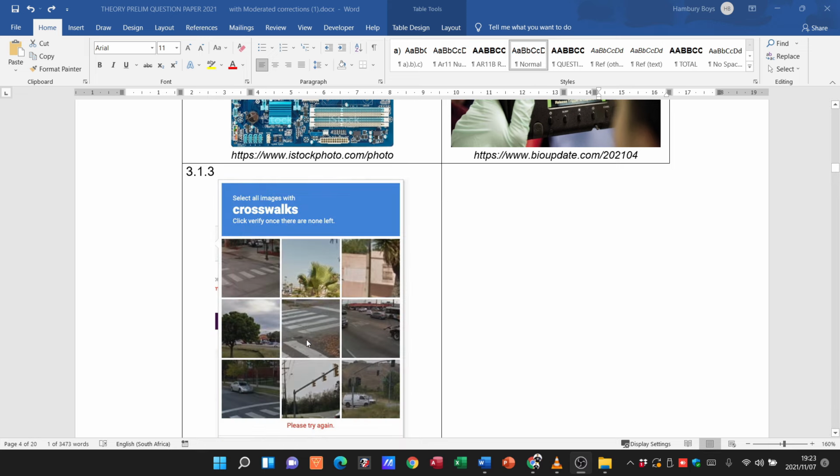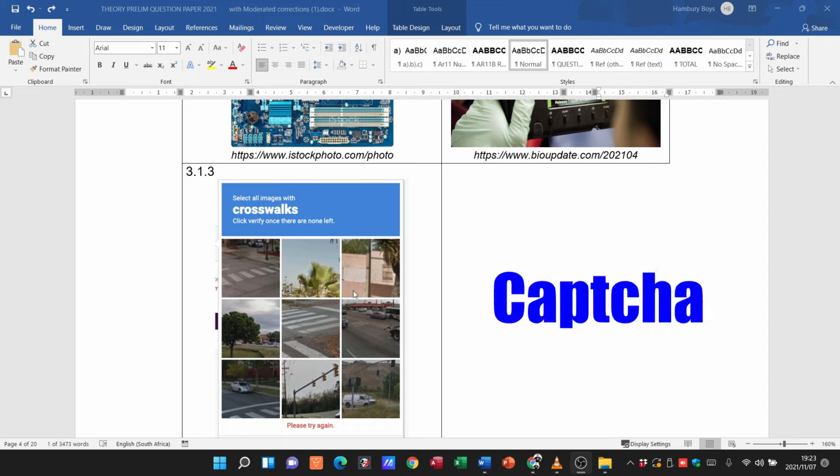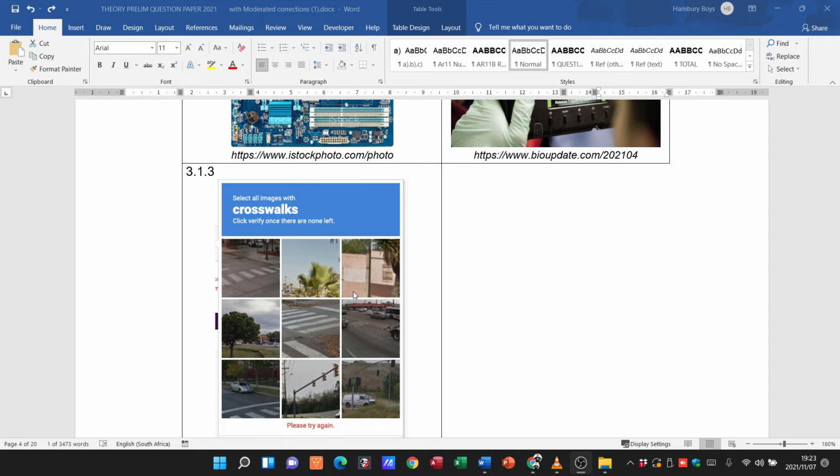All right, 3.1.3. What is that? That is a screen that we see often when sites use this CAPTCHA technology. CAPTCHA, that's what it is. And it's a computer program or some kind of system that's intended to distinguish human input from machine input.